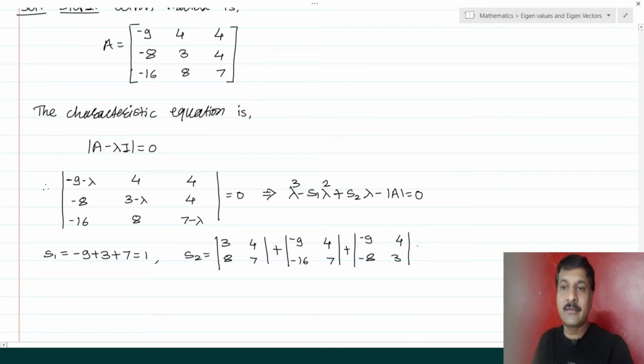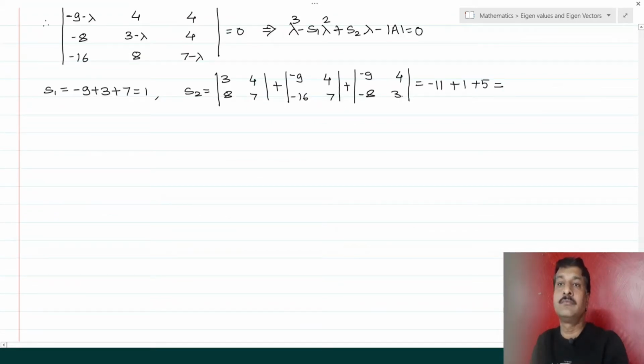So what is the value for this? You can use your calculator. I am getting here minus 11 plus 1 plus 5 and that is equal to minus 5. Now find the determinant value.